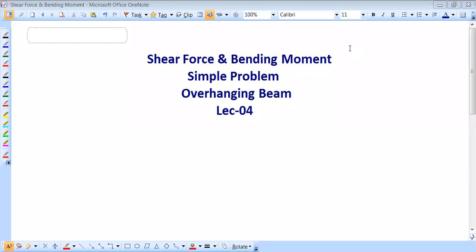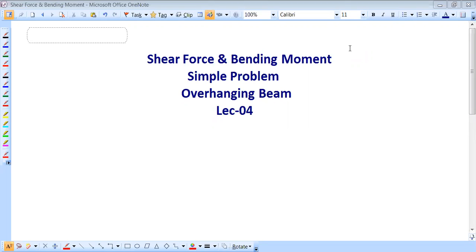Hello students, today I am going to present shear force and bending moment on a simple problem on an overhanging beam. In the previous class we already discussed different types of problems on overhanging beams, and today we are going to discuss a more complicated problem. So let's see how we can solve overhanging beam problems.